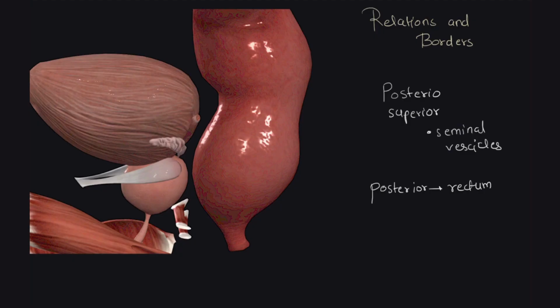Now, let us look at the other relation, namely the posterior relation. Posterosuperiorly, we can find the seminal vesicles. These small structures that you can see here, which are posterior to the prostate but superior to the rectum, are known as the seminal vesicles. And then we have the posterior relation, which consists of this entire big structure known as the rectum.